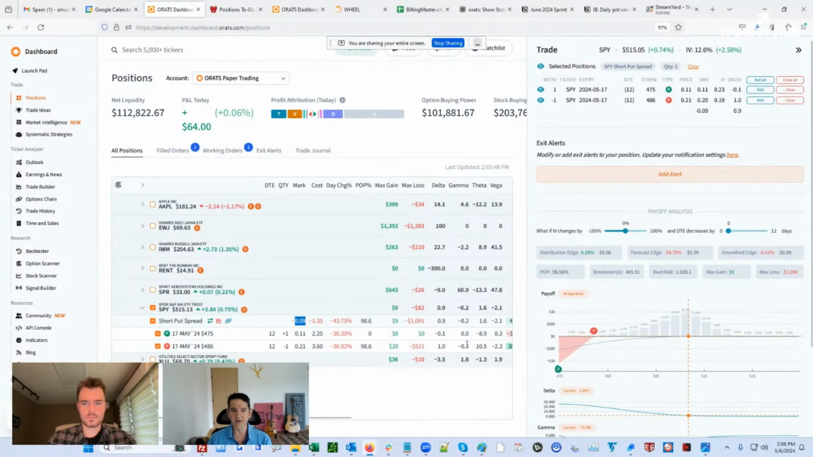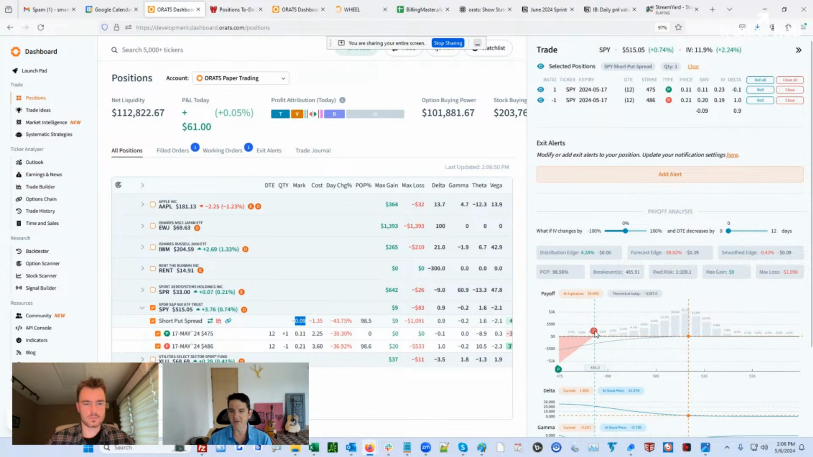So minus the $9 is just a little bit under $1,100. Okay, so that's the most I could lose on this particular trade. And so this is what's called a payoff picture. And as you can tell, this is quite far out of the money.